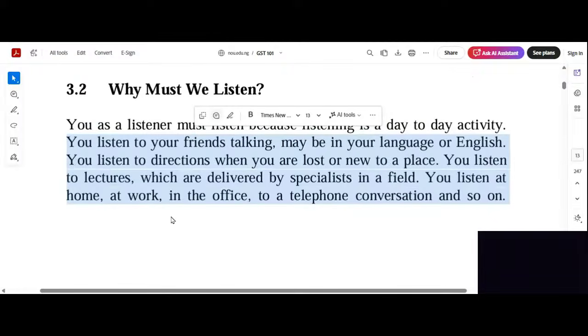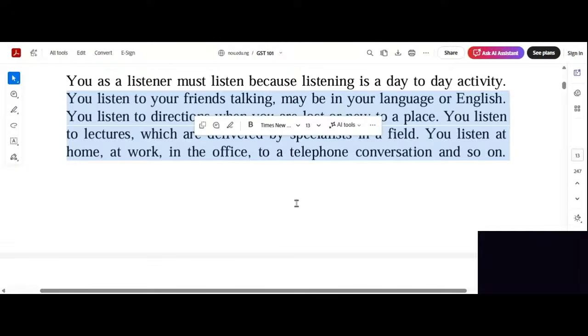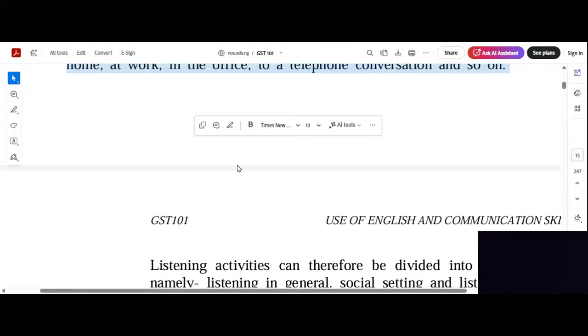But the summary of it all is that you listen because listening is a day-to-day activity. It's not something we can run away from.